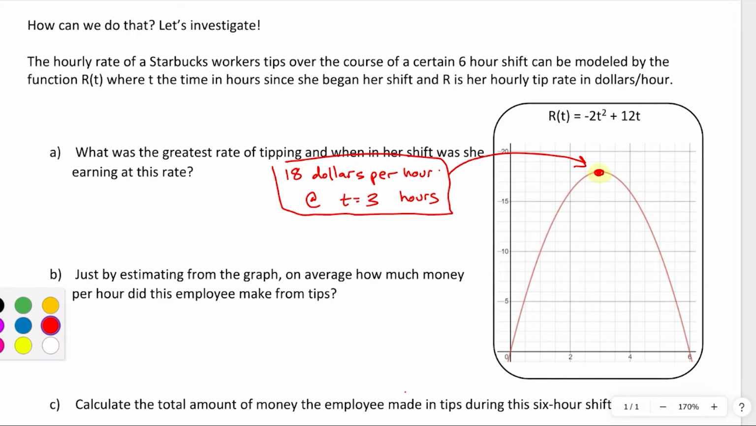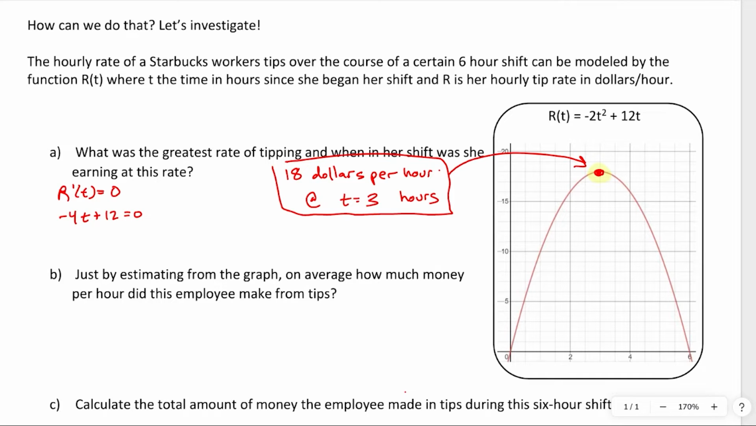Now, I'll go pretty quickly through this, but just for the sake of argument and reminding you how you would find this otherwise, you'd find the derivative. You'd find r prime. And you'd set that equal to 0, because we're interested in where this slope is 0. First we'd have to find the derivative. What would that be? Negative 4t plus 12.